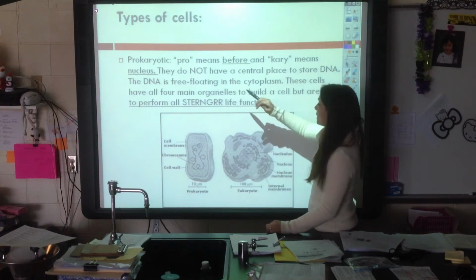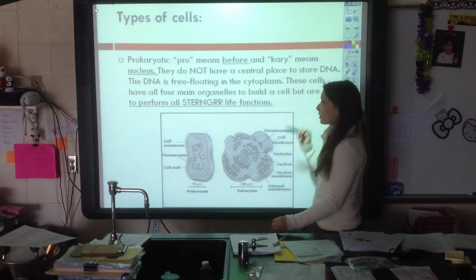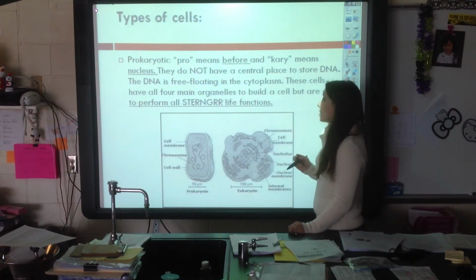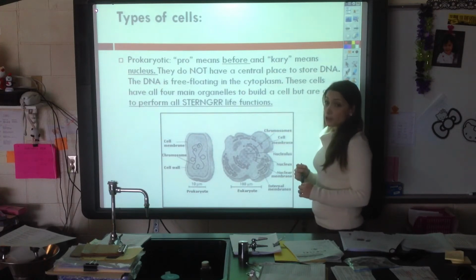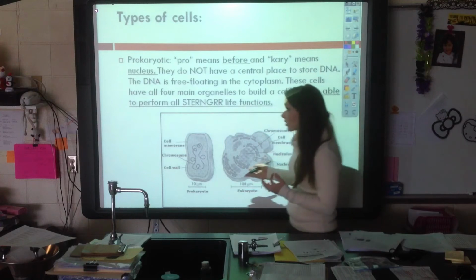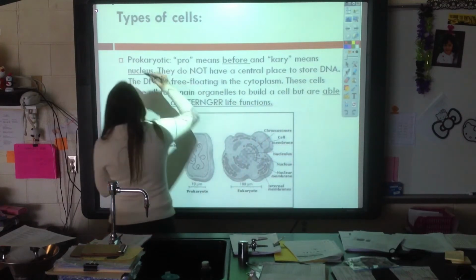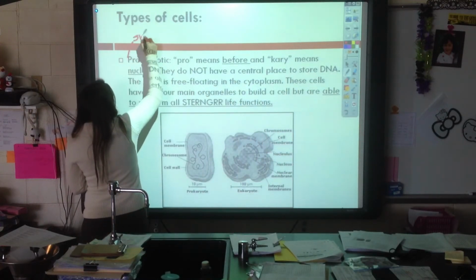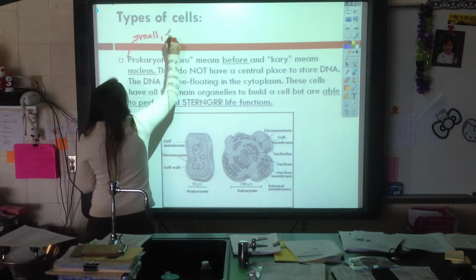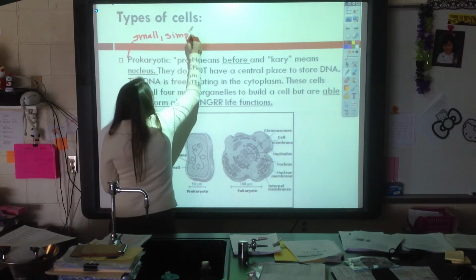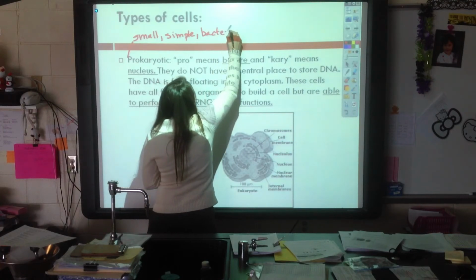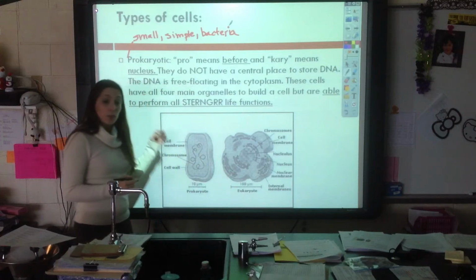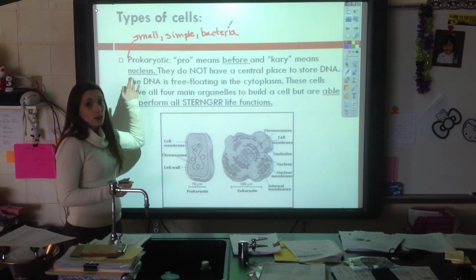So they do have all four organelles to help build a cell, and they are able to perform all the life functions. So prokaryotes are living. We're just going to add that they're usually small, usually simple, and known as bacteria. So another word for prokaryote is bacteria.